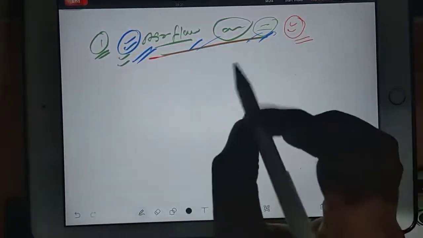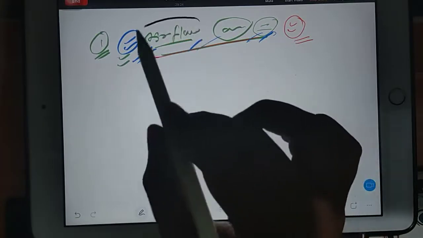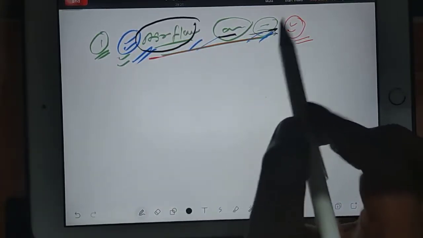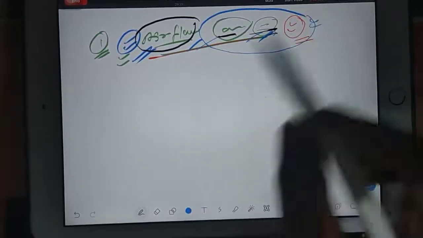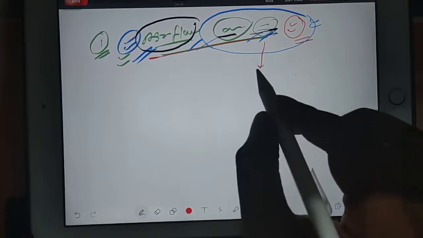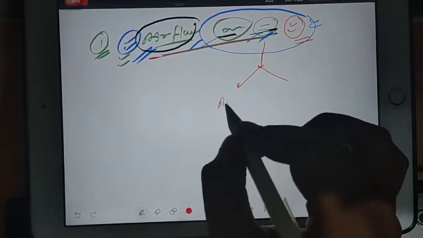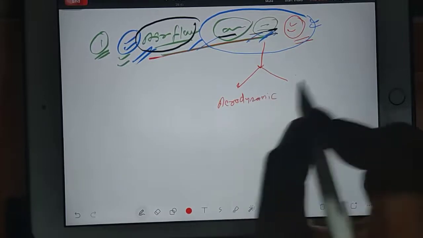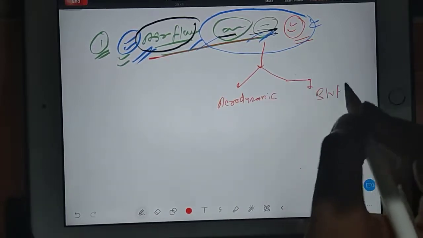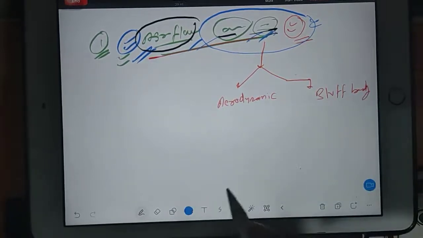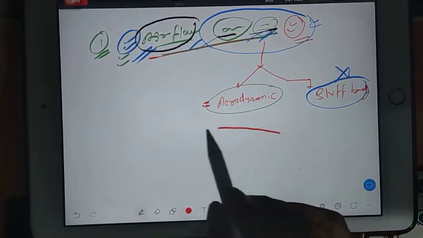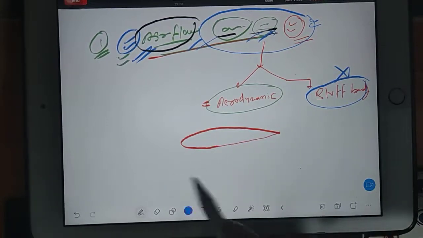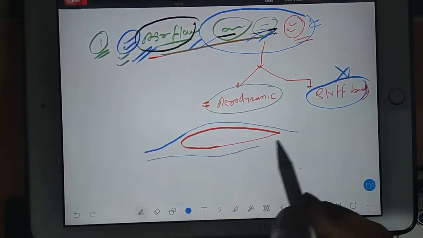So actually we want to analyze airflow around the body or around the object. First of all, we should know what kind of object we are going to discuss. Mainly our object is going to be of two types. Either it will be an aerodynamic shape or it will be a bluff body. Bluff means the shape will not be aerodynamic. What is an aerodynamic shape? An aerodynamic shape is this kind of shape over which air can flow and complete the path smoothly.